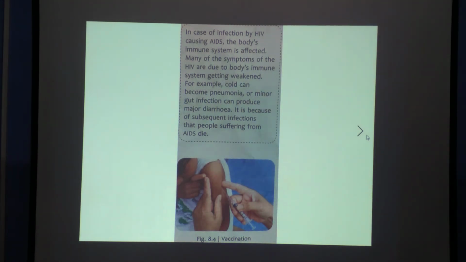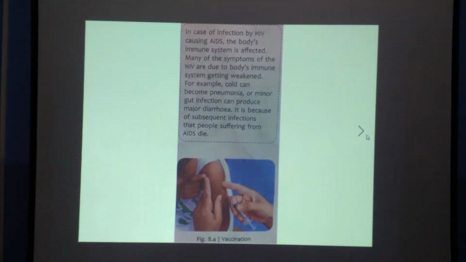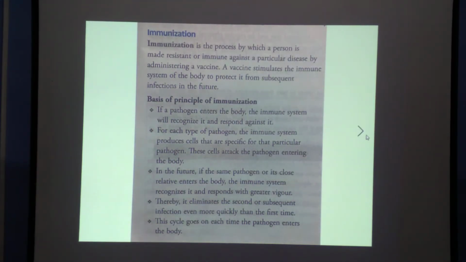Now we come to immunization. What do you mean by immunization? It is the process by which a person is made resistant or immune against a particular disease by administering a vaccine. After the vaccination, our body becomes immune to that particular disease. A vaccine stimulates the immune system of the body to protect it from subsequent infections in the future. So usually children are vaccinated. Why? To increase the immunity against that particular disease.